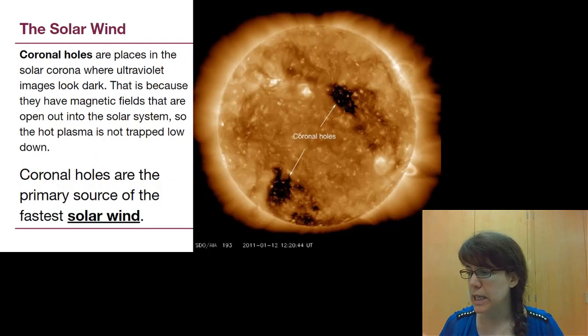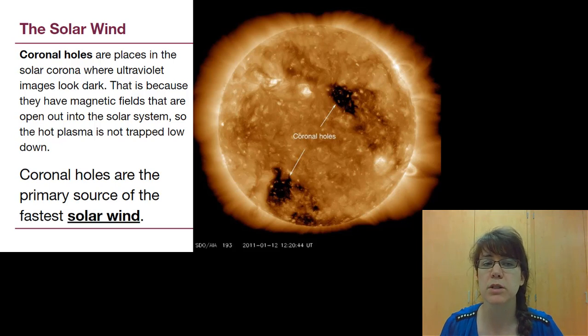The last key term that we need to be thinking about when we're building our vocabulary of parts of the sun are coronal holes. Coronal holes are not the same thing as sunspots. They have nothing to do with sunspots. If we're talking about sunspots, we're talking about the photosphere. If we're talking about coronal holes, we're talking about the solar corona.